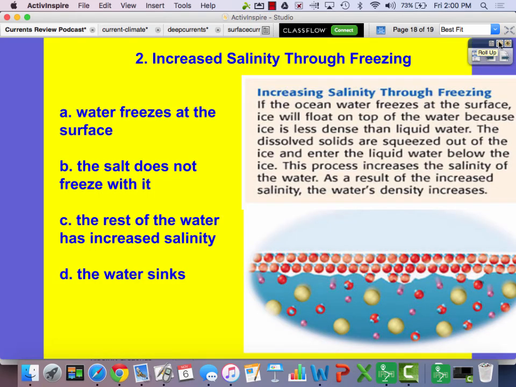Here's the first way that water becomes saltier. It's through freezing. The water freezes at the surface, but the salt doesn't freeze with it. It's squeezed out and back down into the water below. Water molecules, when they freeze, expand because water is an amazing thing, and they float up to the top. But all that salt is down there in the water below it. That water becomes more salty. It has an increased salinity that makes it denser, and then that water sinks.